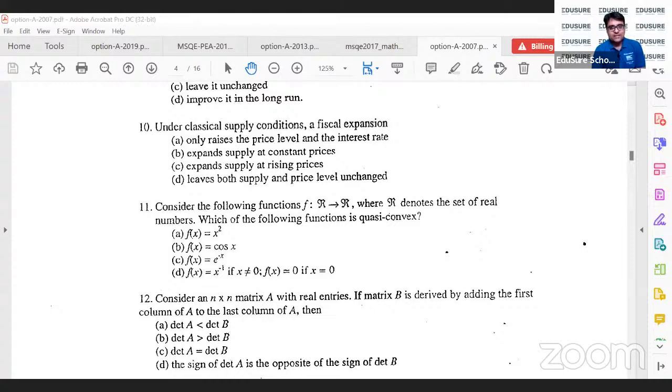DSC 2007 question number 11. Please vote for your answer in the poll. मैंने एक्टिवेट कर दिया है पोल वापस. प्लीज वोट. क्वेश्चन नंबर 11.